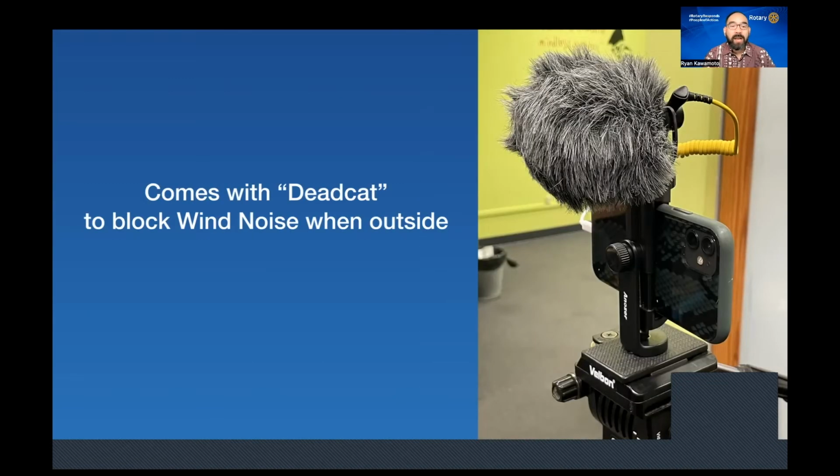Now, this particular mic I like because it comes with a dead cat. You see that furry Chewbacca looking thing on top of it. And what that does is it blocks the wind noise, the rustling, blowing wind when it's coming at you outside. So very useful, especially when you're doing your outdoor service projects. And it comes with this microphone.